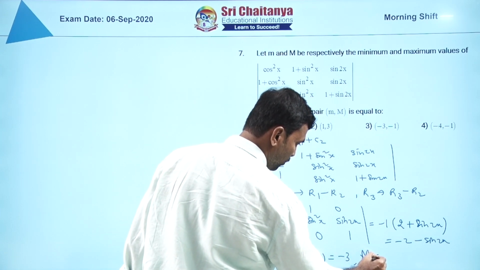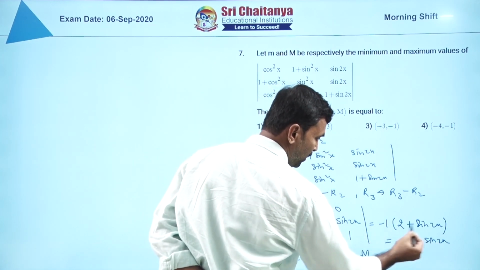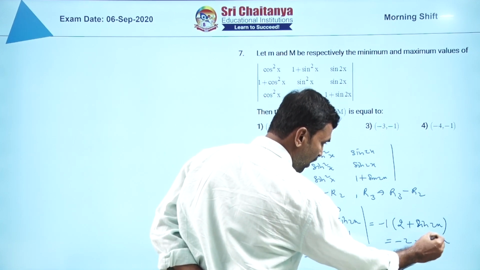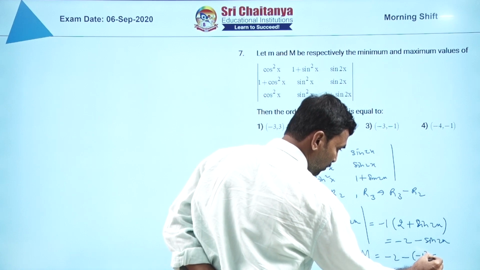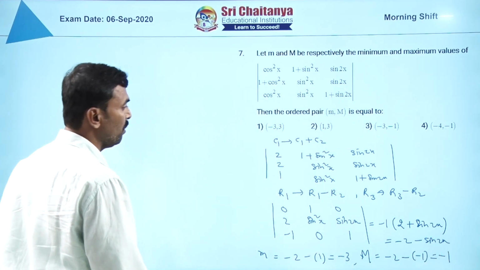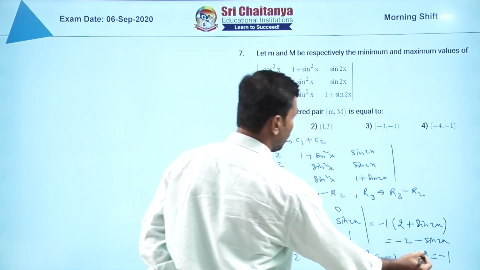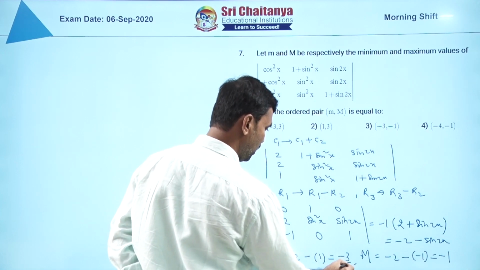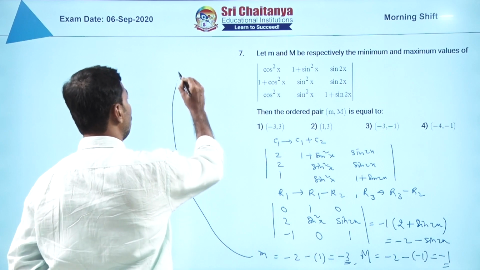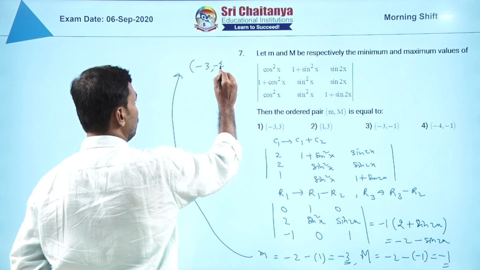Capital M is equal to, to get maximum value I should subtract minimum. So, minus 2 minus minimum value of sine 2x, which is minus 1. So, it is minus 2 plus 1, minus 1. Therefore, small m comma capital M is minus 3 comma minus 1 is the answer.